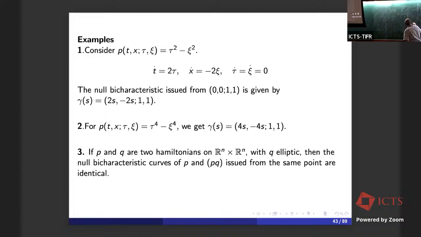Now, you know that tau and xi are constant, equal to 1. So you have 4s minus 4s. And this is the same, it's a straight line, but you work with different speed. You can see it in the differential equation. You change all the variables, the time, the s.